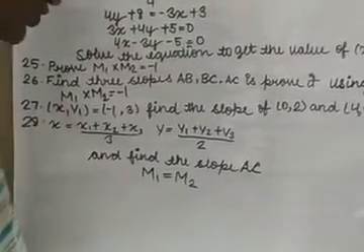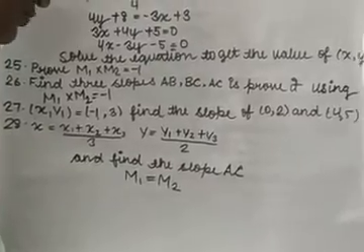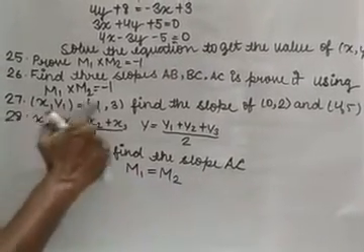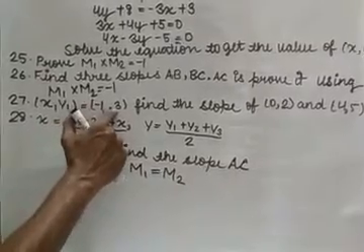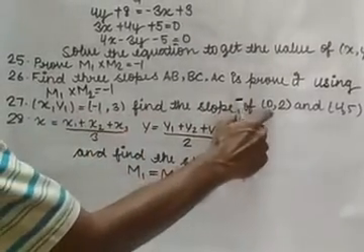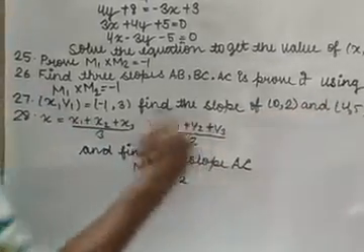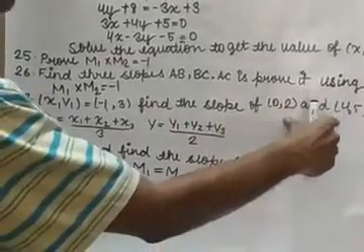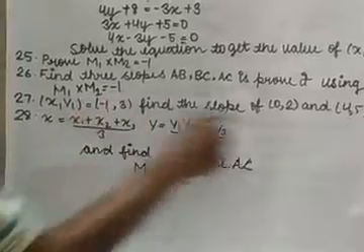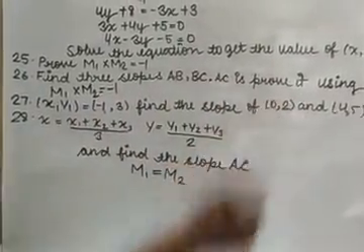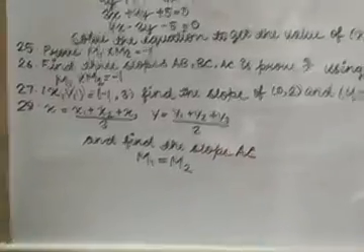Question 27: find the equation of the line through the point this and parallel to the line through two points. Again, x1, y1 is given to you as (-1, 3), and you have to find the slope using (0, 2) and (4, 5). After getting the slope, you have x1, y1, so you can use the formula y minus y1 is equal to m(x minus x1).